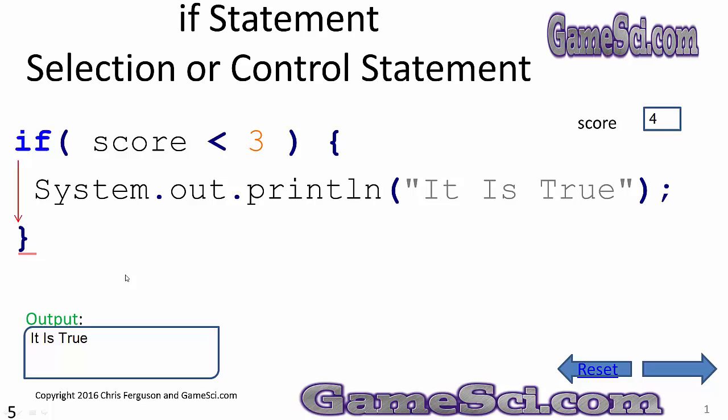It's called a one-way decision. When it's true, we will execute that block of code. When it's false, we will simply skip it. Fairly simple. Let's go again with score equal to 0 this time.